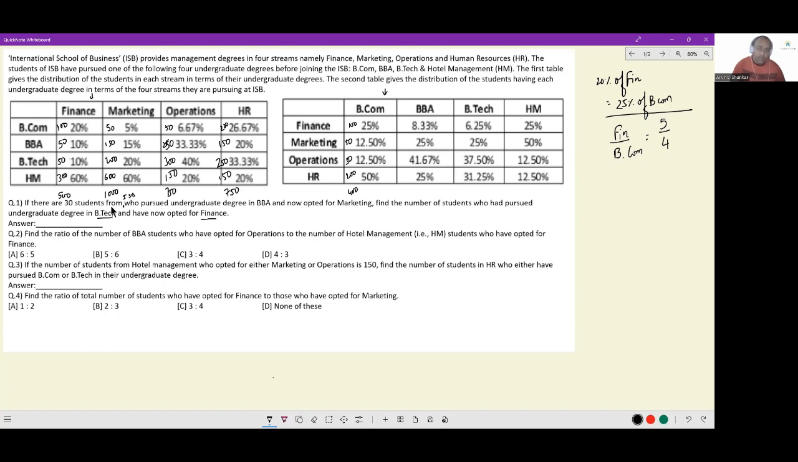From 150 to 30, I need to divide by 5. So for the BTech number that we currently have, 50, our final answer will be 10. We can reach it this way.